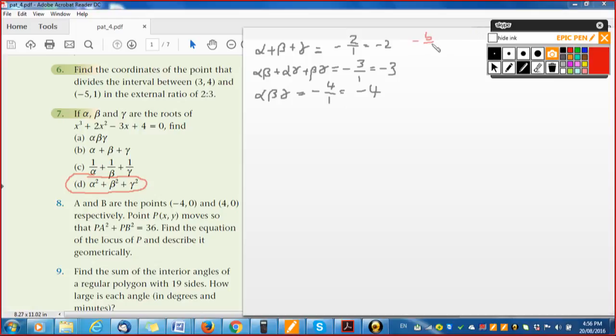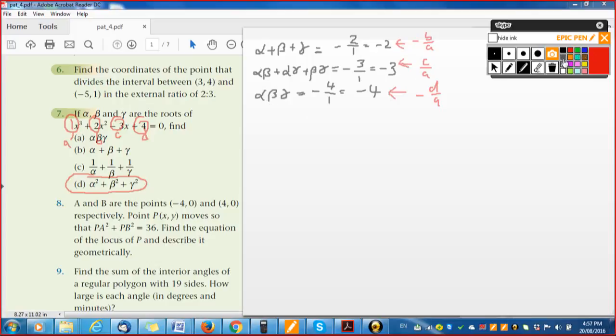Got it? So this one's going to be minus B on A, C on A, minus D on A. Got it? That's your D, that's your C, that's your B, and that's your 1, which is your A. Got it? And that's how you get those values there.